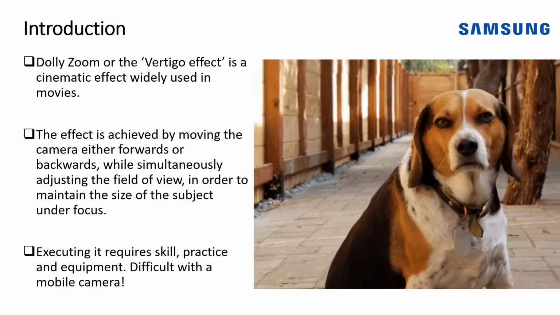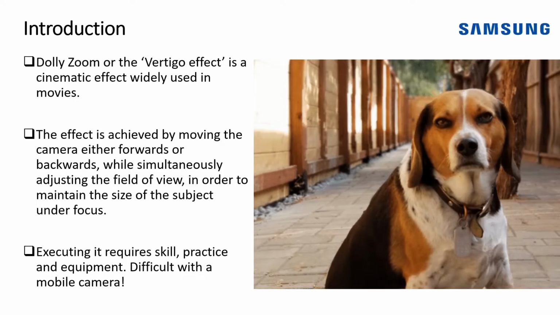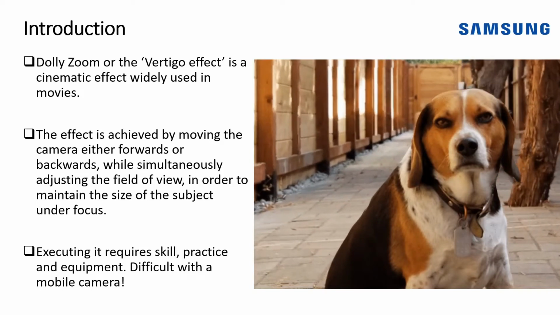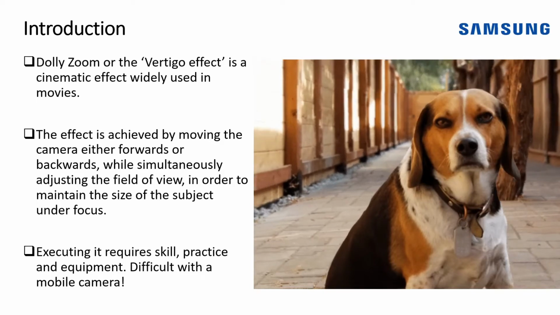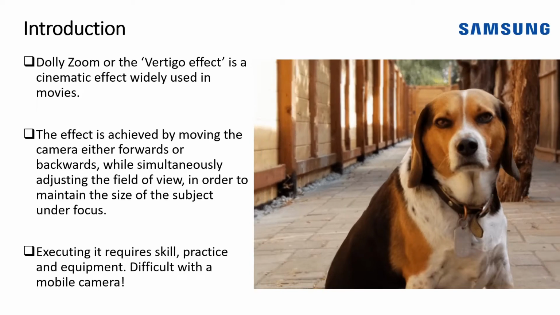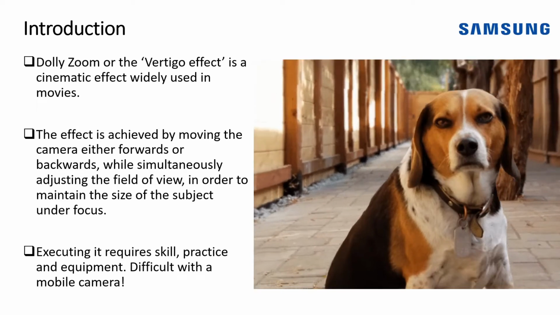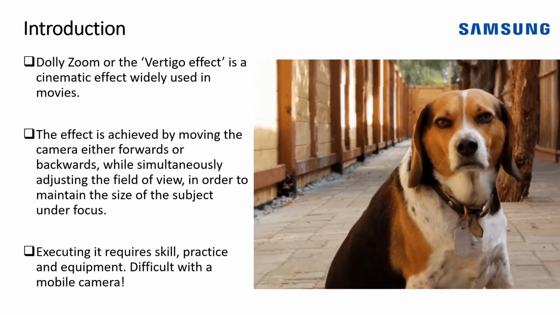To achieve this cinematic effect, the camera is moved either forwards or backwards from the subject under focus, while simultaneously adjusting the field of view in order to maintain the size of the subject in the frame. This leads to a continuous perspective distortion, with the most directly noticeable feature being that the background appears to change size relative to the subject.